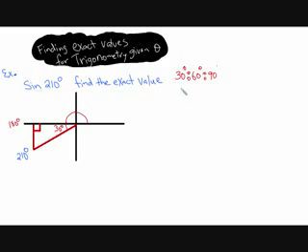Opposite to the 30 degrees, we have the value of 1. Opposite to the 60 degrees, we have a value of square root of 3. Opposite to the 90 degrees, we have a value of 2. So we place those values around there. Opposite to the 30 is 1. Opposite to the 60, which is here, is square root of 3. Opposite to the 90 is 2. Okay, so those are the values that we place around that triangle.